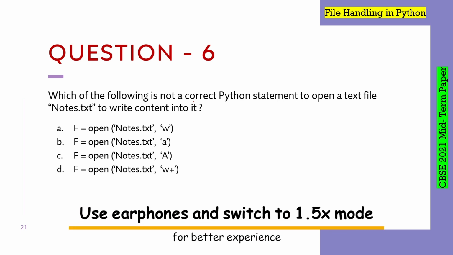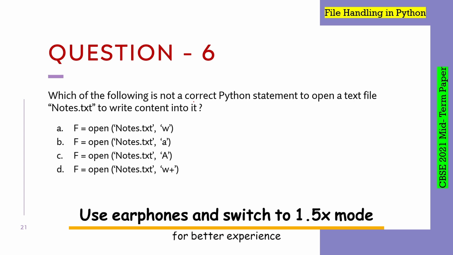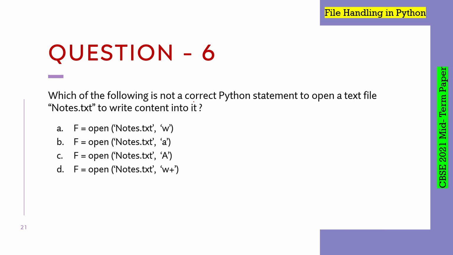So this is question number 6 from the CBSE midterm paper 2021, and this question comes under the topic file handling in Python. In this particular question, four statements have been given to you and it has been asked which one is incorrect regarding opening a text file to write content into it. तो हमें क्या करना है? We need to open a text file and then write content into it. So for that, which one is the incorrect?